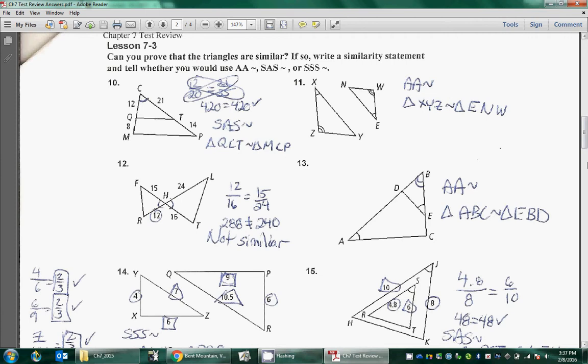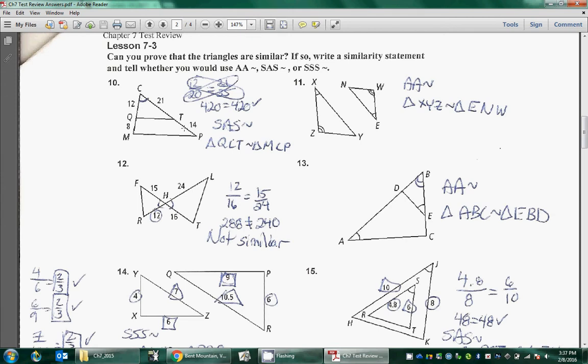Remember, when you're writing out the statement, it's a lot like the congruent triangles, except now you have a similar symbol in the middle. X paired with E, they both had 1 congruent mark. Y and N both had no congruent marks, so they pair. And Z with W both had 2 congruent marks. They pair together.